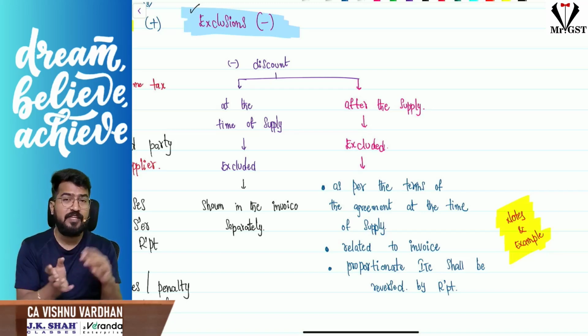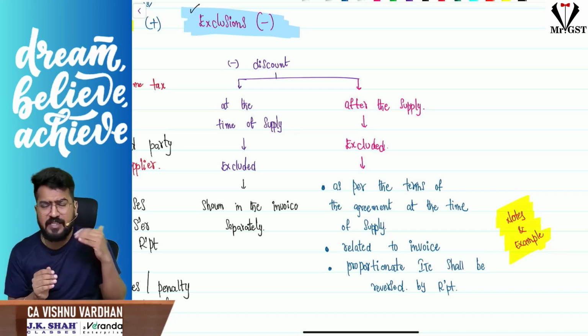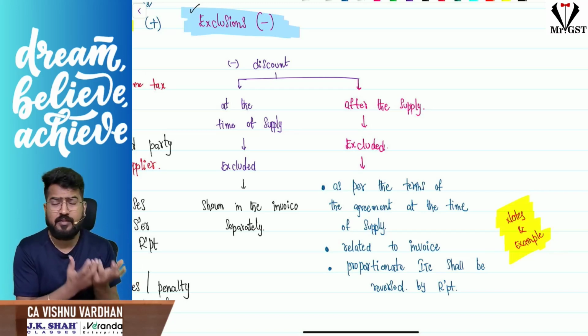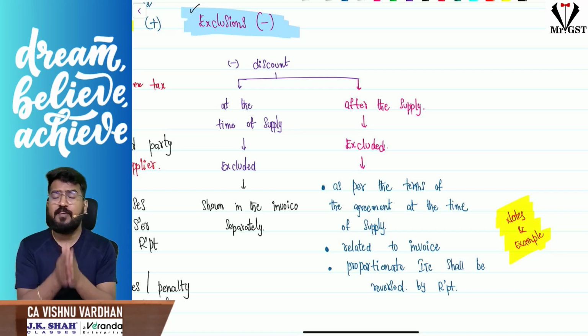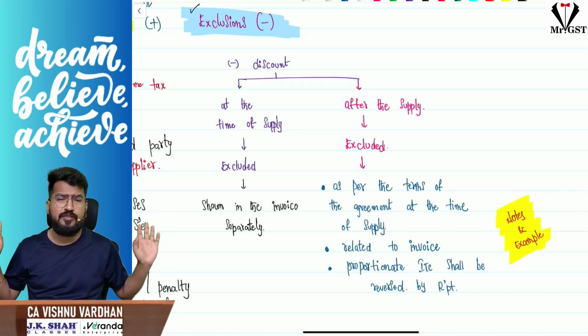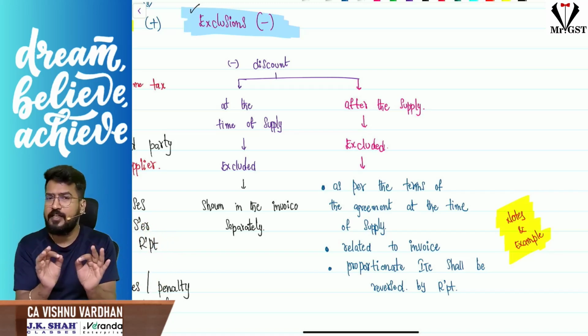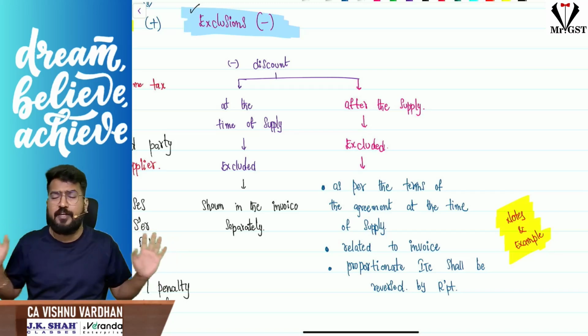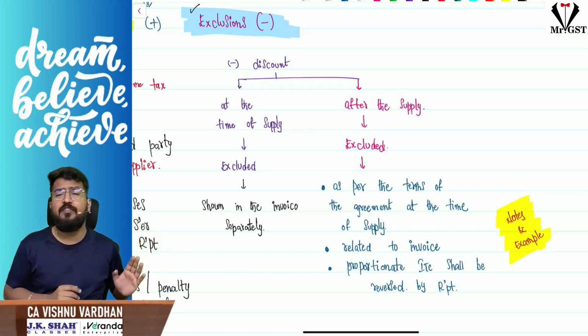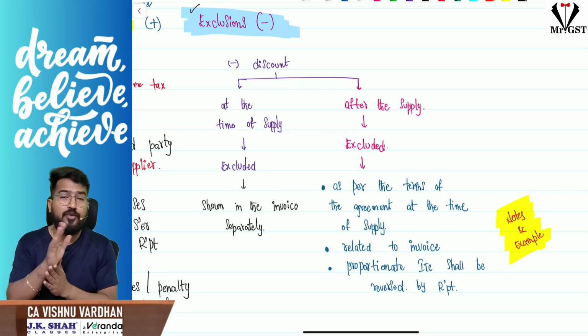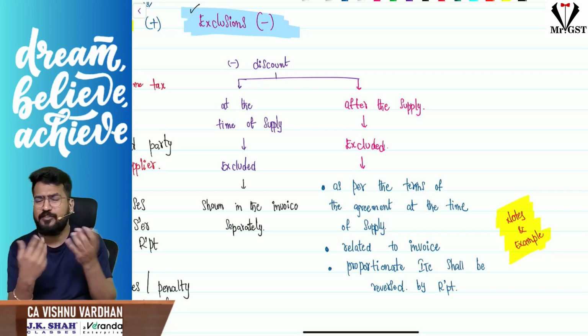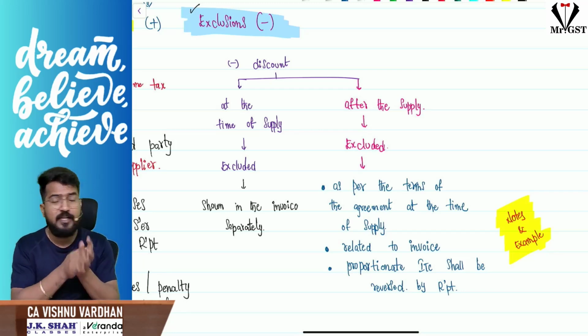The point is, discount may be given at the time of supply or after the supply. If it is given at the time of supply, the treatment is simple: show it separately in the invoice, exclude it from the value of supply, and enjoy. Am I clear? So I repeat, if the discount is given at the time of supply, exclude it from the value of supply. If the discount is given after the supply, don't think, who will give a discount after the supply? In B2B scenarios, there might be a situation where a discount is given after the supply.